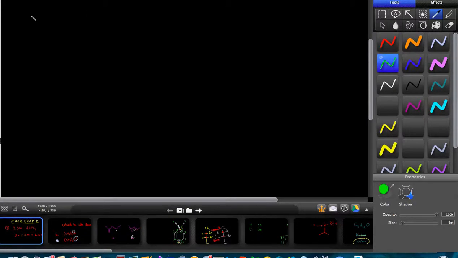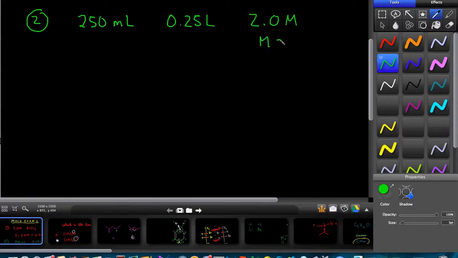Question number 2. We need to know what mass of NaCl is needed to make 250 milliliters. Of course, that is 0.25 liters of a 2 molar solution, and we're given the mass of NaCl is 58.453 grams.